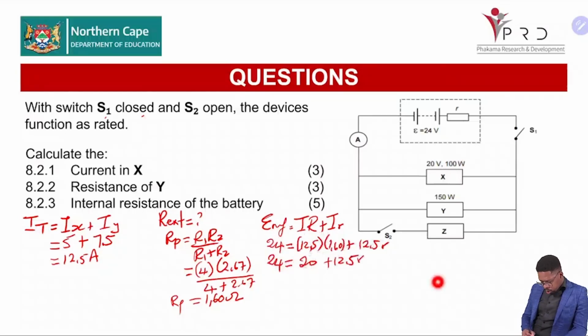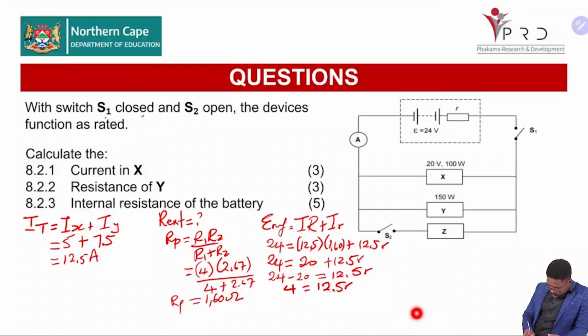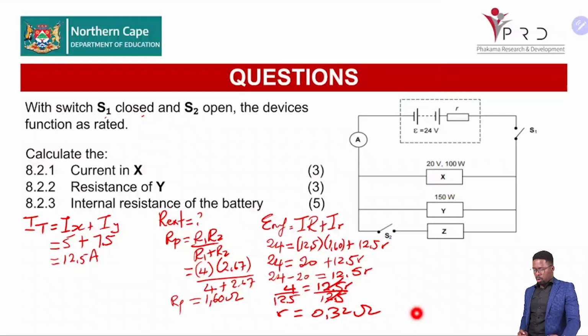Then you transpose 20 to the other side of the equal sign. 24 minus 20 is equal to 12.5 r. 4 is equal to 12.5 r. We are solving for r, right? We divide both sides by 12.5. These cancel each other. And then our r will be 0.32 ohms. So once you reach this destination, then you can start to celebrate and look at the question.